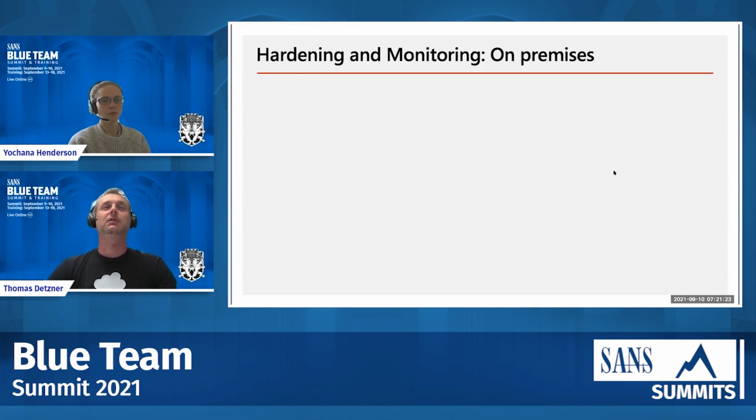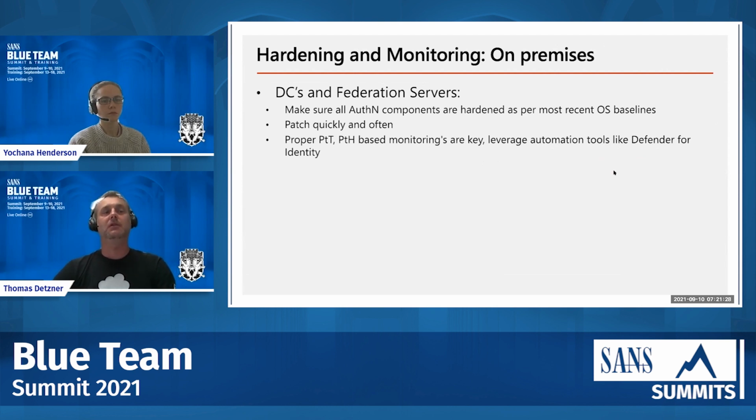Diving a little deeper, what about hardening and monitoring there? So for the domain controllers and federation servers, there is no big change really. Make sure that all of those authentication components are hardened per the most recent operating system baseline that those servers are running on. Patch them quickly and often. They are tier 0 control plane services, so they're one of the most critical systems in your on-prem infrastructure, and as such, you want them to be as up to date as possible.